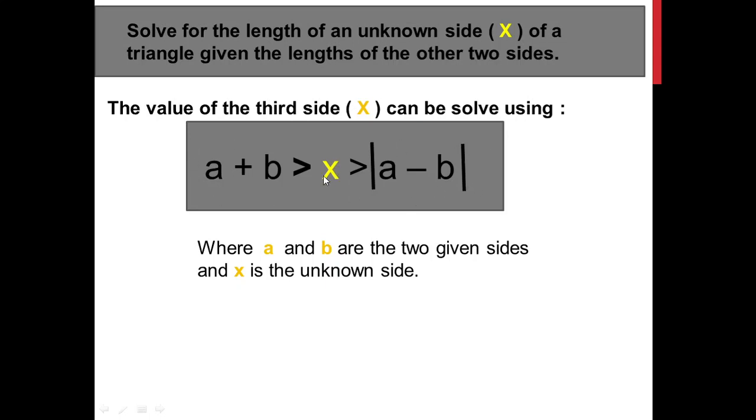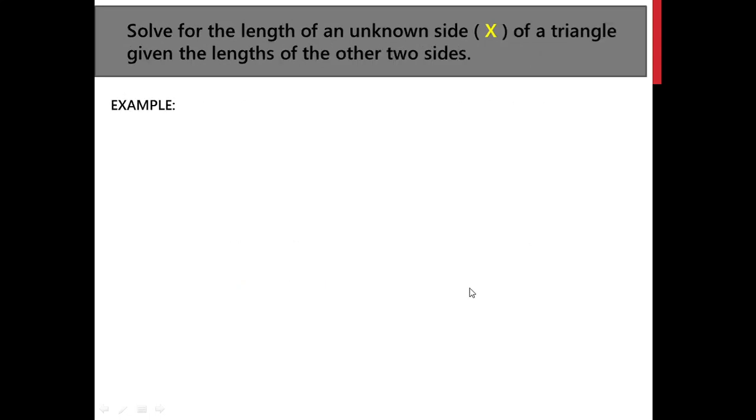So you have x is less than the sum of the two sides and greater than the absolute value of the difference of the two sides. Here, your a and b are the two given sides and your x will be the unknown side of the triangle. Let's have an example here, to see if we could come up with the third side of the triangle.